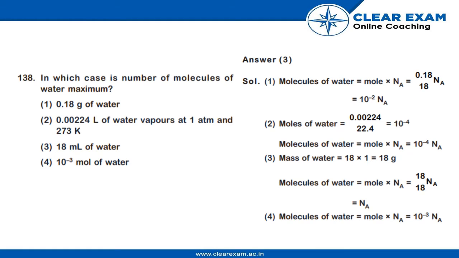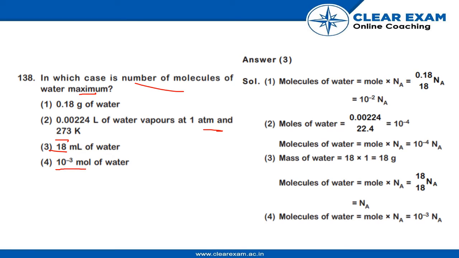Now, in this question, we have to count in which case the number of molecules of water is maximum. The first case is 0.18 gram of water. The second case is 0.00224 liter of water vapor at 1 atm and 273 Kelvin. The third case is 18 milliliter of water, and the fourth case is 10 to the power minus 3 mole of water.